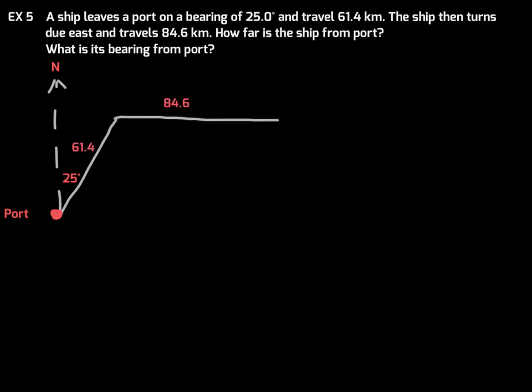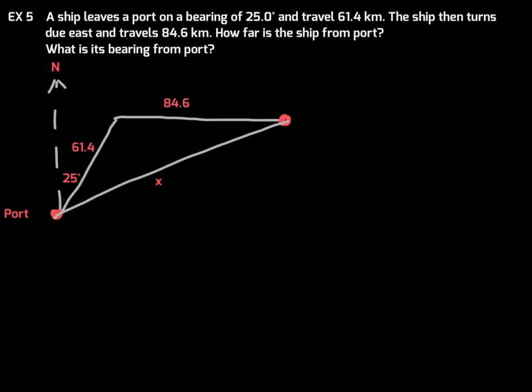All right, everybody. So the ship left port on a bearing of 25 degrees due north. And then it went due east and traveled for 84.6 kilometers. All right. The question is, how far is the ship from port? So the ship is right here. And the question is, what is its distance from the port? This distance here is what they're looking for.